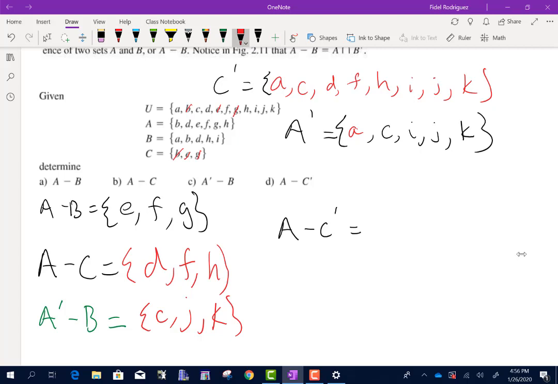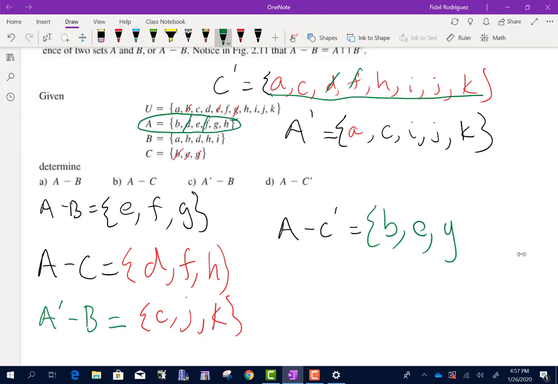Okay. All right. Now, what we're going to do to find A minus C complement, I'm going to pick these letters here as long as they're not one of those. So B, yes. D, no, I don't want it. E, yes, I do. F, no, I don't want it. G, yes, I do. H, no, I don't want it. And that's where we'll stop.